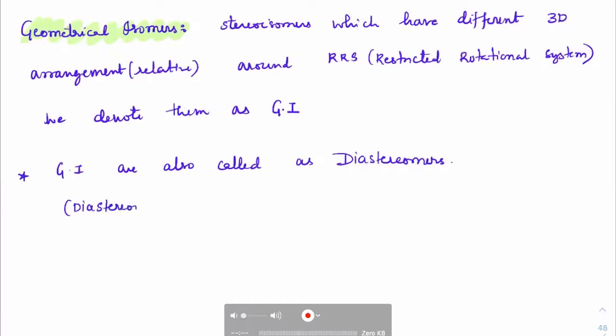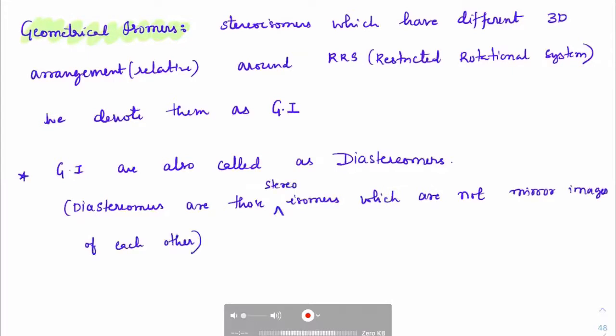Diastereomers come with a terminology. Diastereomers are those isomers which are not mirror images of each other. Diastereomers are those stereoisomers which are not mirror images of each other.